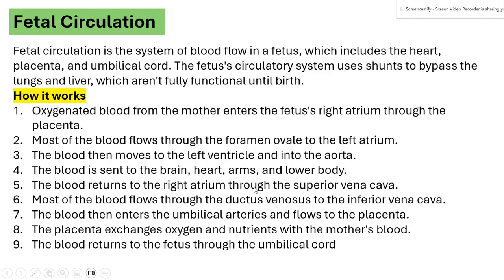The blood returns in the right atrium to the superior vena cava. Most of the blood flows through the ductus venosus to the inferior vena cava. The blood then enters the umbilical arteries and flows to the placenta. The placenta exchanges oxygen and nutrients with the mother's blood. The blood returns to the fetus through the umbilical cord. But as you can see, the oxygenated blood from the mother enters the fetus's right atrium.